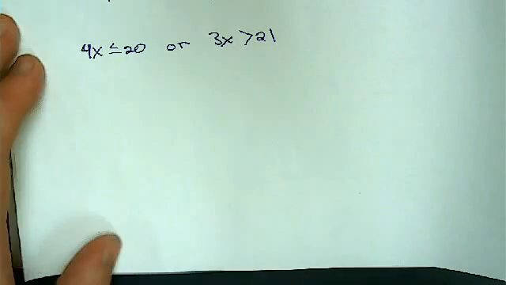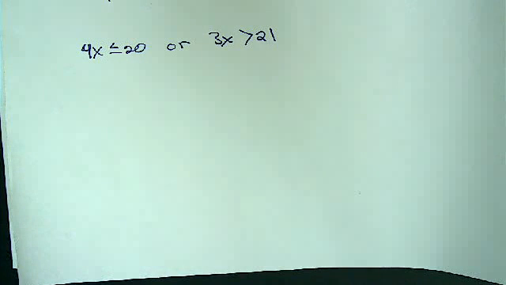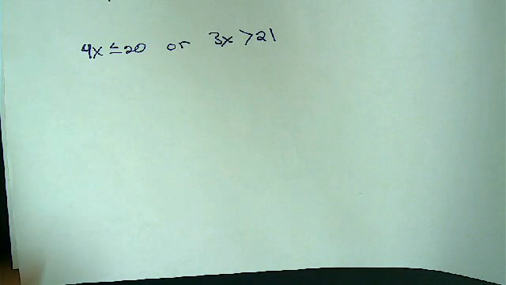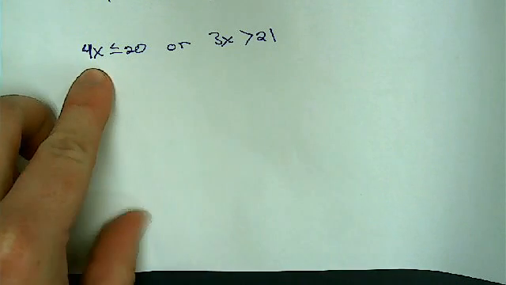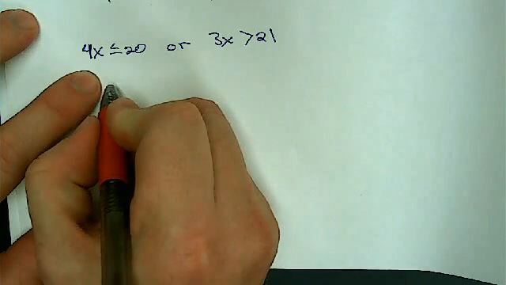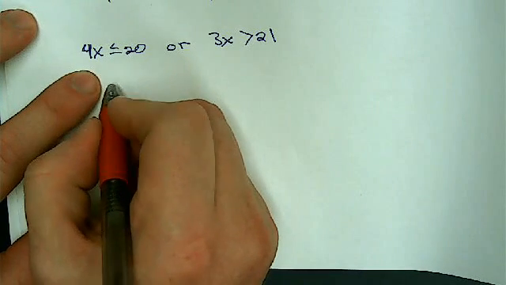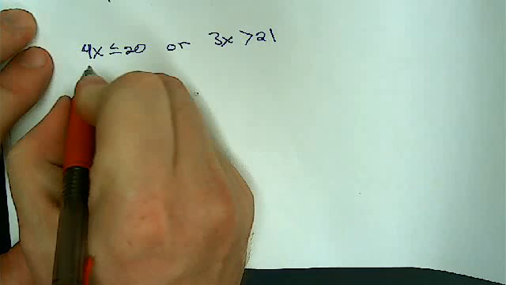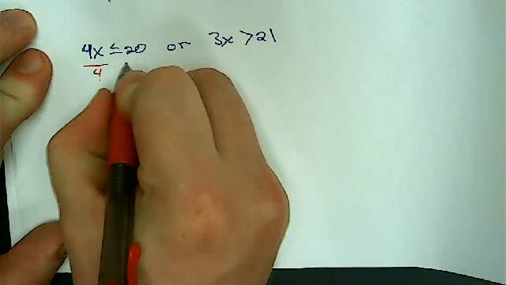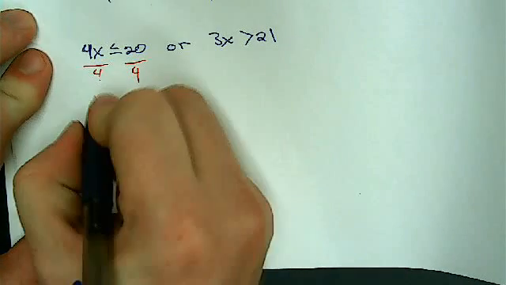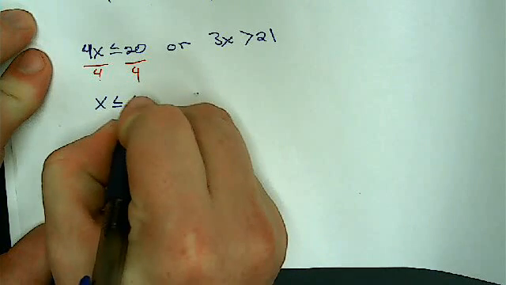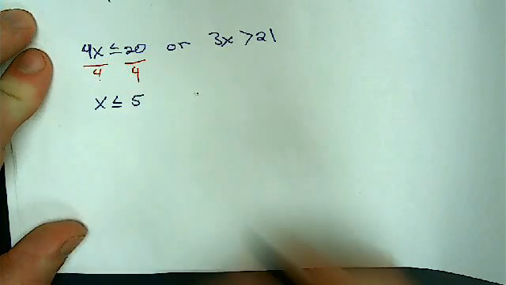So let's take this one over here. Mr. Barry, what do you want me to do with this? Yeah, that's what I'm doing. Okay, that leaves me x is less than or equal to 5. Piece of cake.